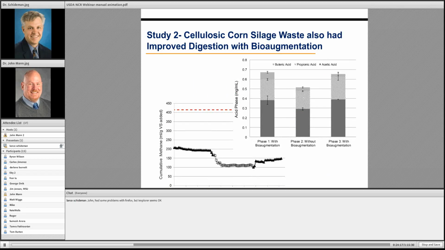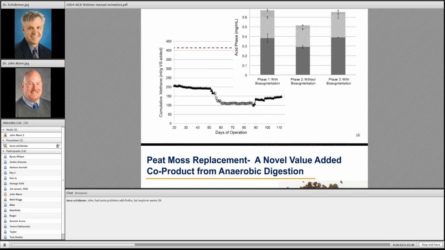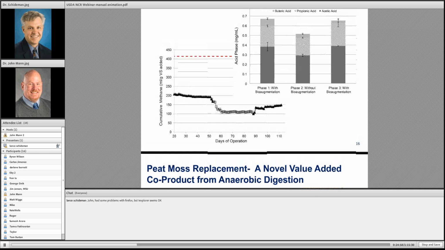Study 2: we've done this with many different wastes, but this one was with a cellulosic kind of waste, which is more difficult to degrade. Again, we can highlight here in the lower left-hand corner that we had a situation. It's not showing up here, but the first part of the graph is with bioaugmentation. Then the middle part that shows a lower cumulative methane, that's dropping off, is without bioaugmentation, and then we turn the bioaugmentation back on, and again the increase occurs in terms of methane production.